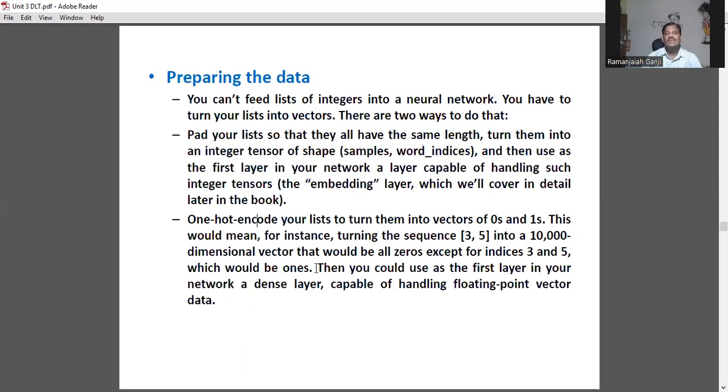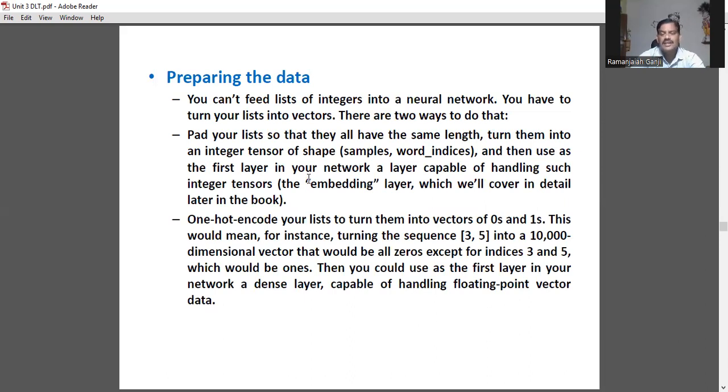As I told you, 0 is negative and 1 is positive. Then you could use as the first layer in your network a dense layer capable of handling floating point vector data. So how do we prepare the data? Based upon this, we are taking only the top 10,000 values.